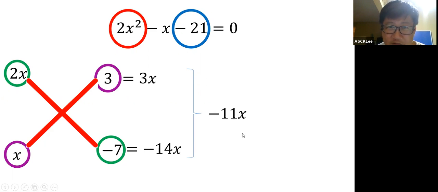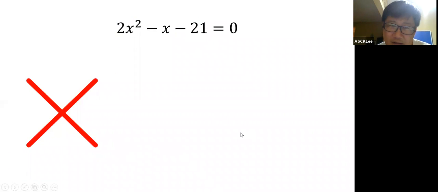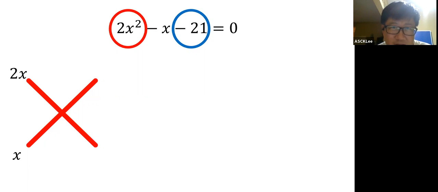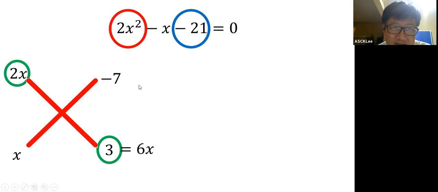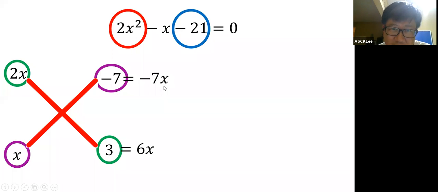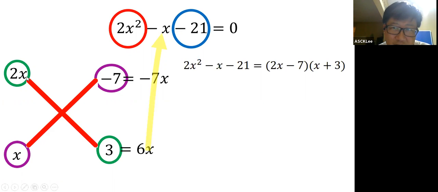You don't have your factors yet. So let's get back to the drawing board. And this is okay. The problem is minus 21. Let's try minus 7 and 3. Now you will see that 2x times 3 is 6x. X times minus 7 is minus 7x. And when you add this minus 7x with 6x, you do get your minus x. And therefore, your factors are 2x minus 7.